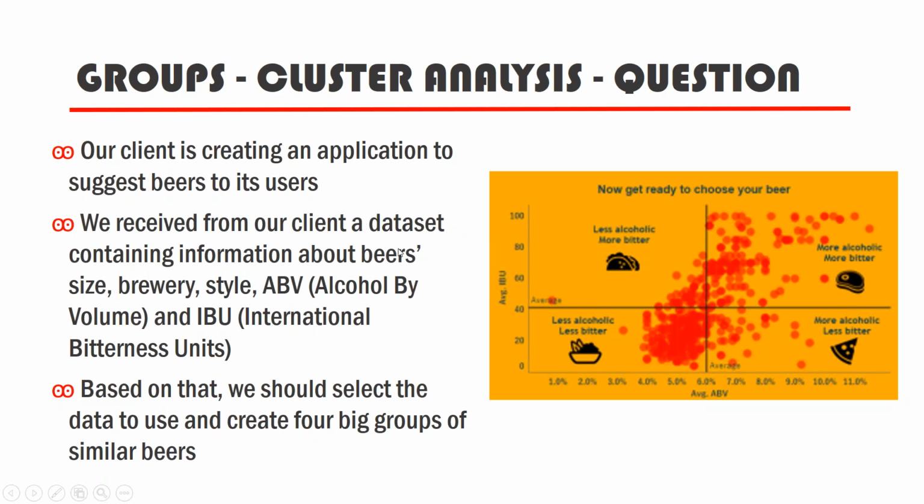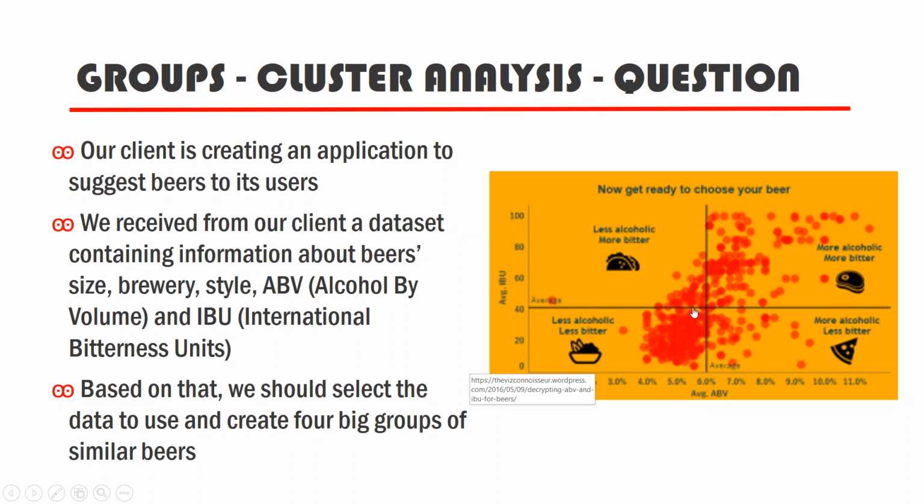So we received from our client a data set, and it contains information about the beer size, the brewery, the style, the ABV, and the IBU. And based on that, we'll select the data that we need to create the 4 big groups. Here, I'm showing one of the possibilities, but it's not what we're doing. Here, it's a visualization using the same data, but you can see that in this visualization, what they are doing is you have the average of IBU and average of ABV.